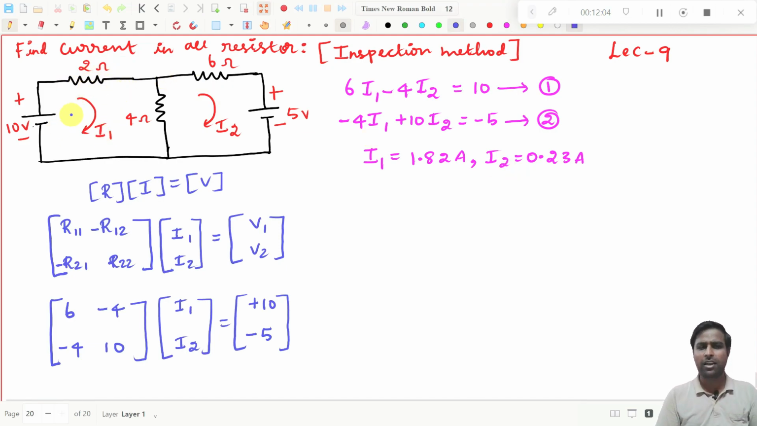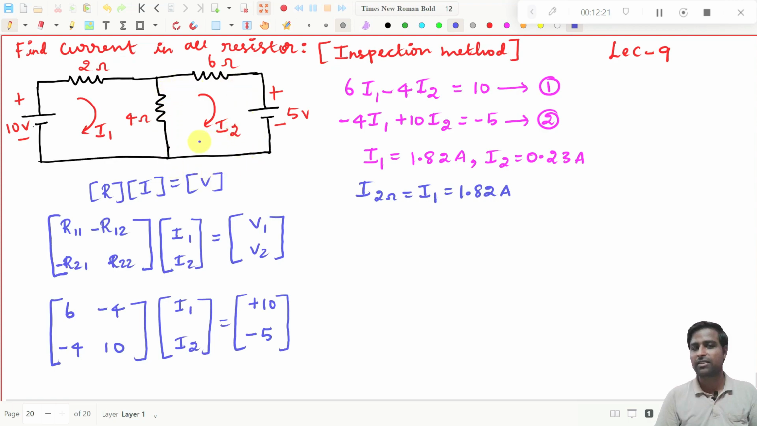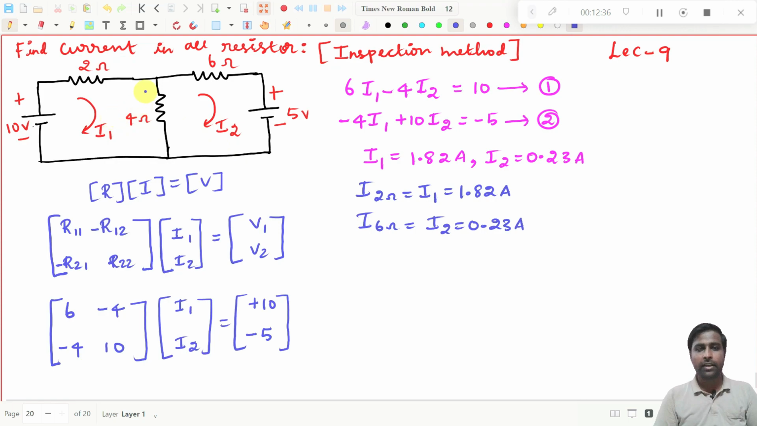What is the current in the 2 ohms resistor? Only this 2 ohms resistor is present in the first loop. So obviously the current in the 2 ohms resistor will be equal to I1, and that is nothing but 1.82 amperes. And what is the current in the 6 ohms resistor? This 6 ohms resistor is only present in the second loop. So the current through the 6 ohms resistor will be I2, and that is nothing but 0.23 amperes. That we know already. Then what is the current in the 4 ohms resistor? That you need to find.